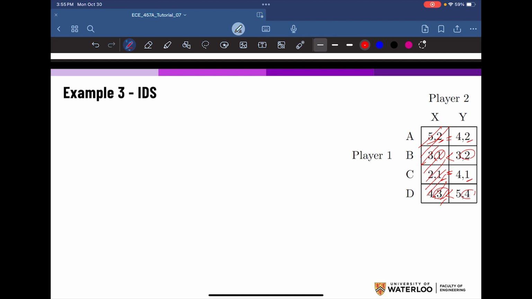Now we only have one column and 4 actions for player number 1. So for player number 1, which action can we choose? For player number 1, we can see that the action with the most payoff is D, because 5 is greater than 4 and 3. Therefore, this is our equilibrium point.